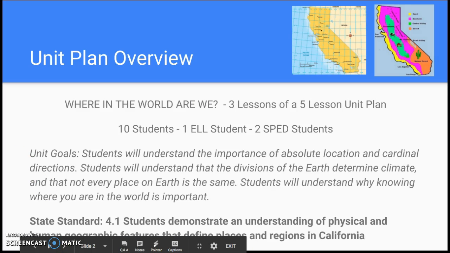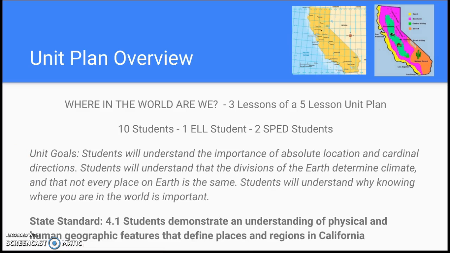So my unit plan is titled Where in the World Are We? I created 3 lessons of a 5-lesson unit plan. My subject is 4th grade social studies. Within my group, I had 10 students.